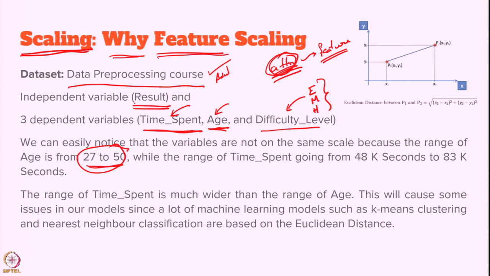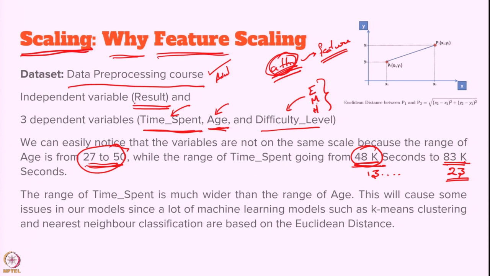Now, what is the time spent? Time spent is represented in seconds. 48K seconds is approximately 13 point some hours, and 83K is approximately 23 hours. Some learners have used around 13 hours to complete, and some learners have used around 23 hours to complete. Now, this is a huge amount of data. 48K and 83K is very huge compared to the age.